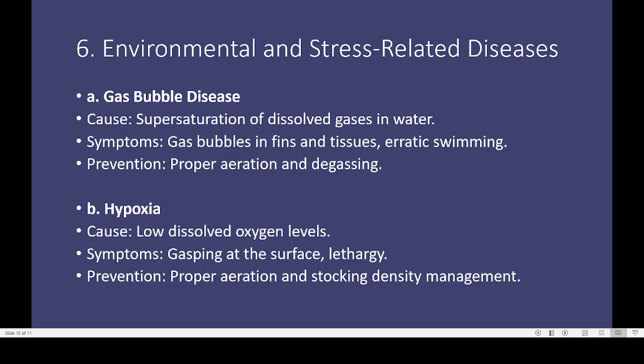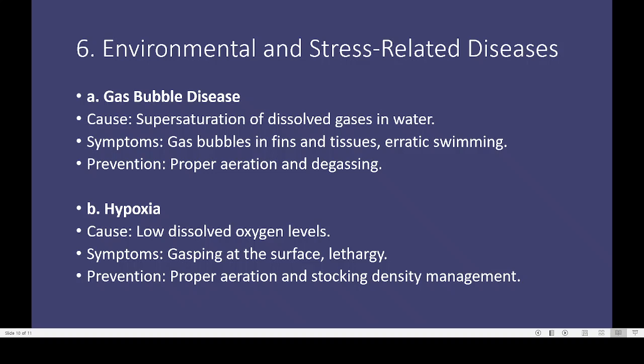Here you can see the problems of gas bubble disease. Inside the body of the fish, gas bubbles may be developing. And here you can see the presence of gas bubbles inside the body of a fish. They have used certain staining techniques to make it visible. Gas bubble disease is actually caused by breathing water containing too much oxygen.